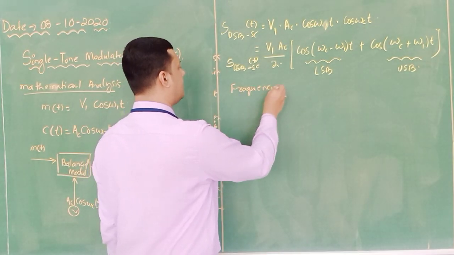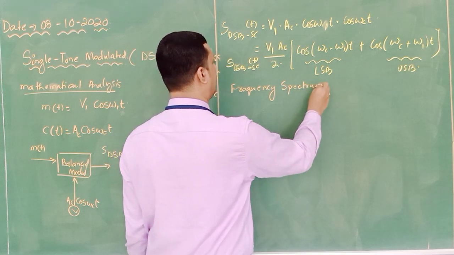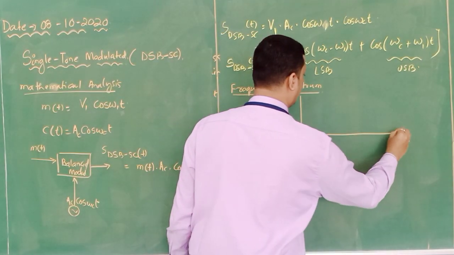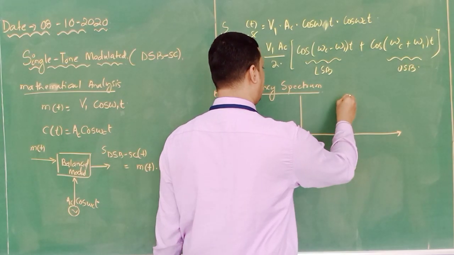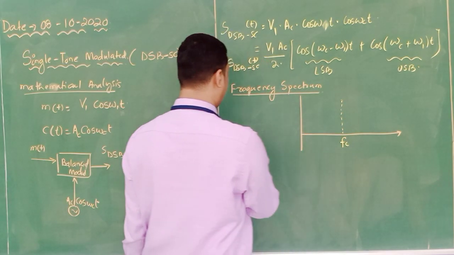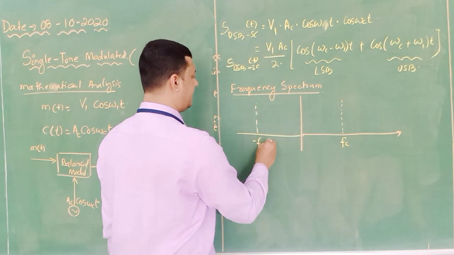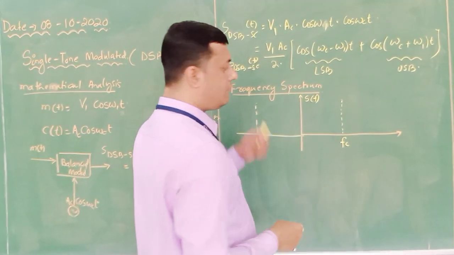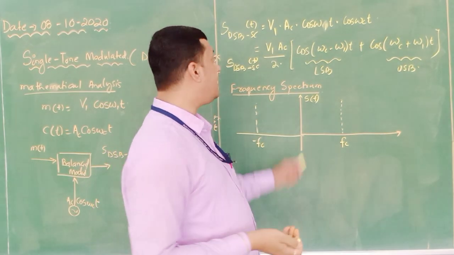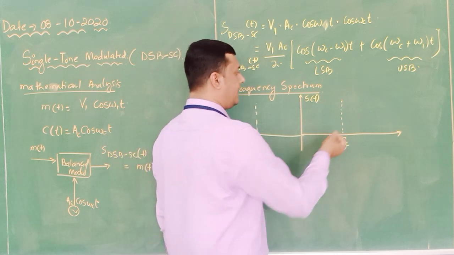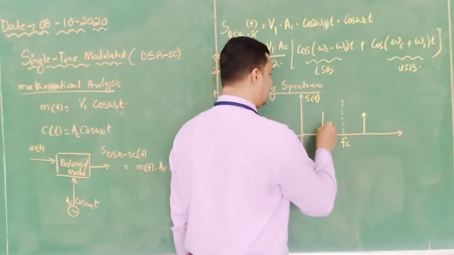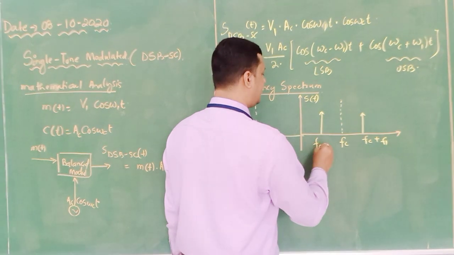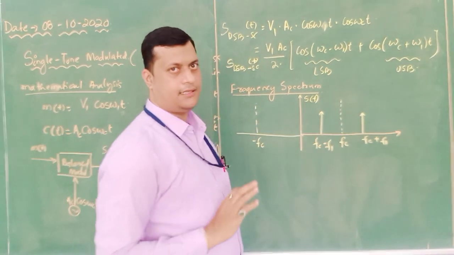Frequency spectrum for DSB-SC signal. First identify the position of the carrier frequency. This is your Fc and this is your minus Fc. Then this is your S of F. Now S of F is the Fourier transform of S of t, the DSB-SC signal, in which the upper sideband as well as the lower sideband is available. The upper sideband is at Fc plus F1, and the lower sideband is at Fc minus F1. Like this you can represent it.